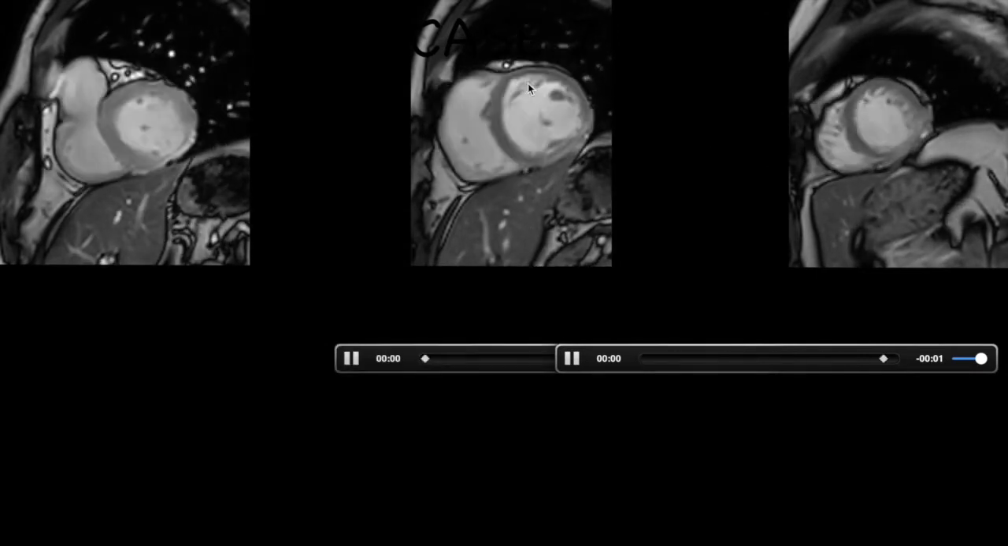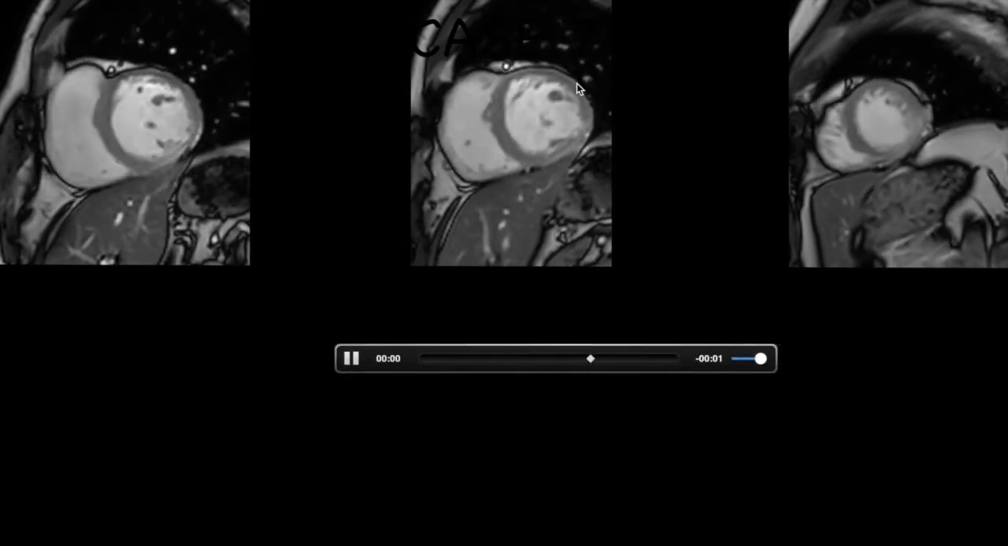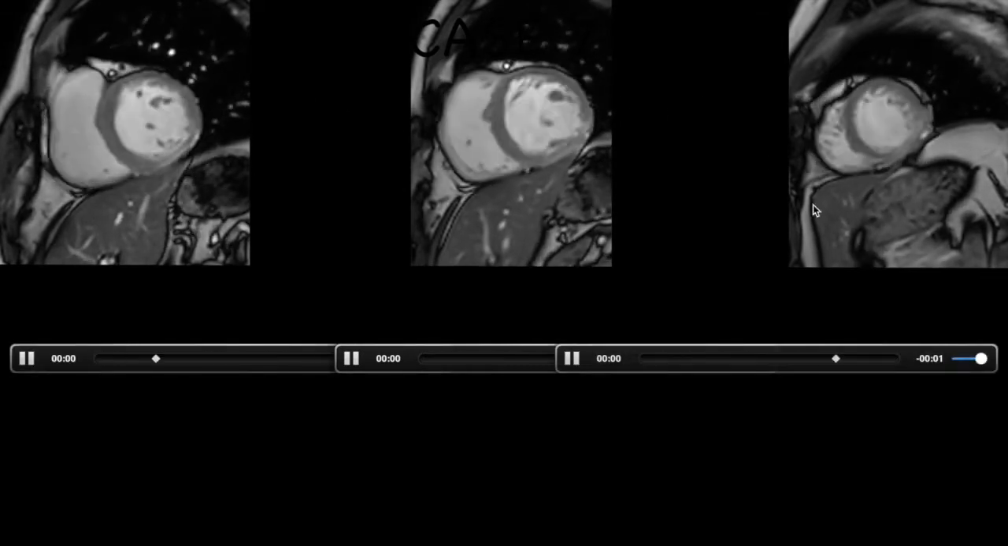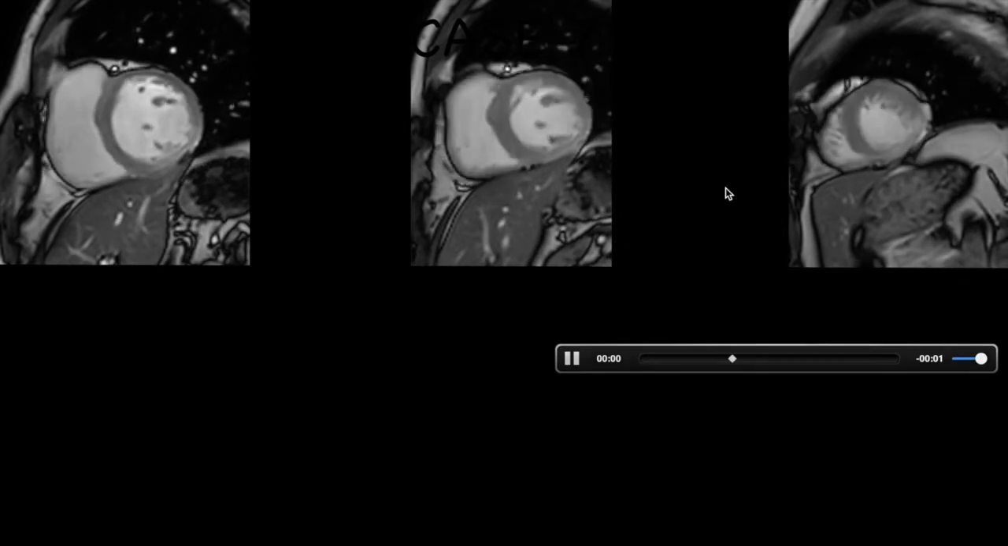The anterior, the septal, and the lateral wall seem to be working well. It's just the inferior segments which are not working well. The segments are akinetic with a wall thickness likely to be less than 6 millimeters.